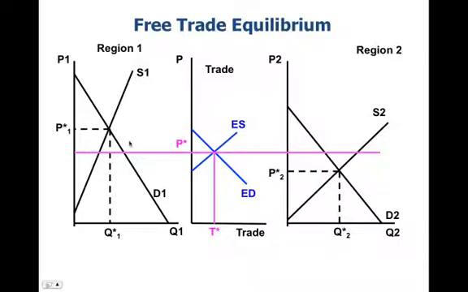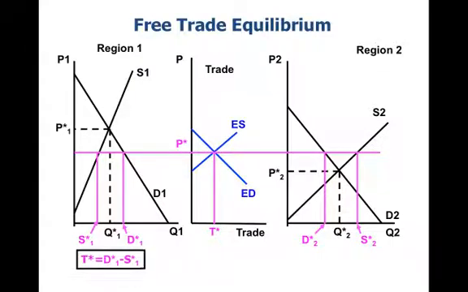And so we can expand on this a little bit more by saying, all right, what happens in region 1 and region 2 in terms of quantity supplied and demanded when there's a price of P star? At P star, we're going to have a quantity supplied in region 1 equal to S1 star. As well, we're going to have a quantity demanded in region 1 of D1 star. By the same token, in region 2, we're going to have a quantity demanded of D2 star and a quantity supplied in region 2 of S2 star.